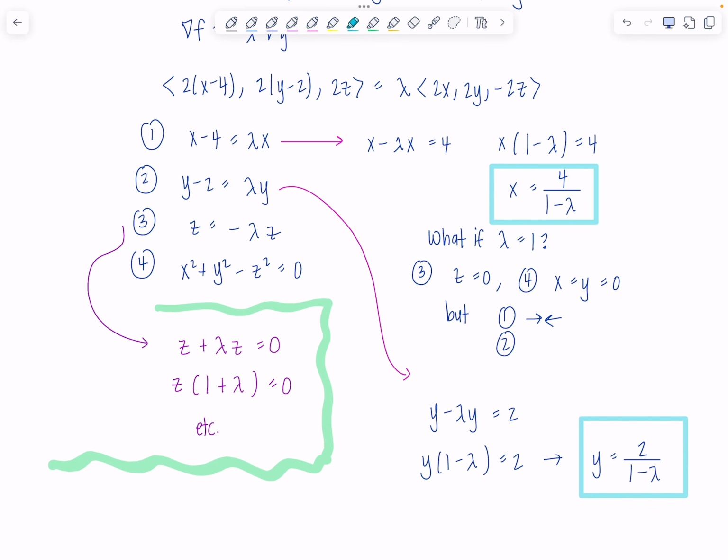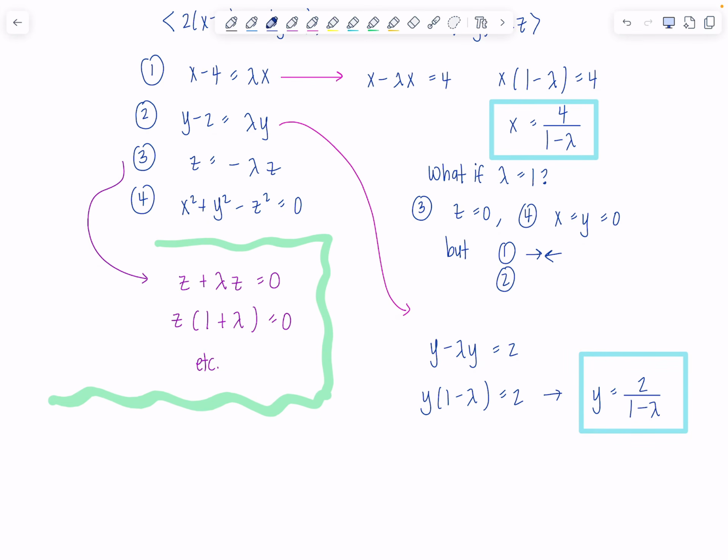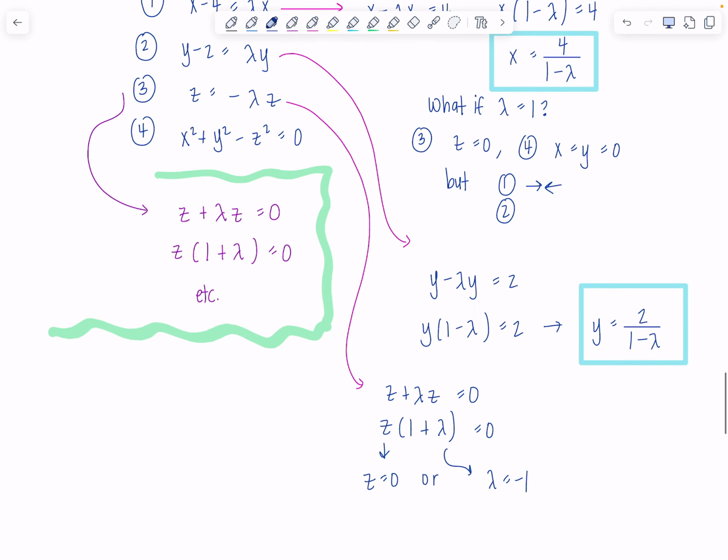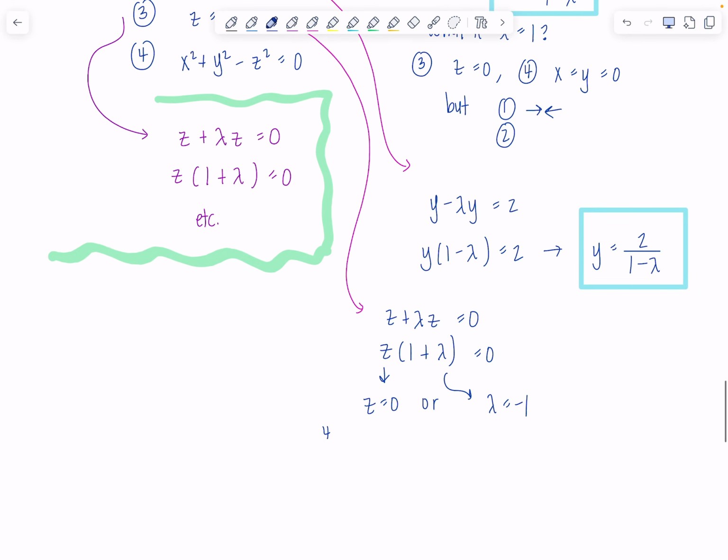And then lastly, same thing here. I did the same with z. So then we have z plus lambda z is 0. Oh, then I got what you got. So then z times 1 plus lambda is 0. So either z is 0 or lambda is negative 1, which you said is a contradiction, right? Lambda is negative 1 works. z is 0 is a contradiction. That's what I thought. Because if z is 0, then x and y would have to be 0, right?